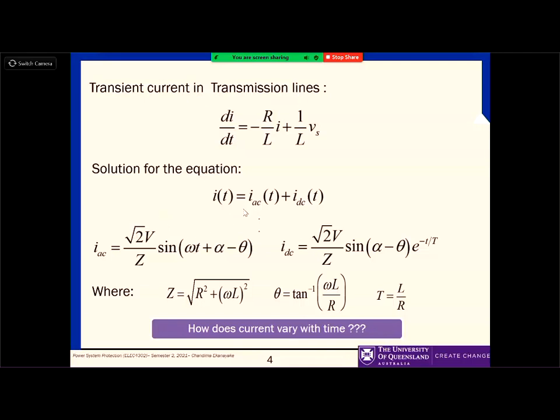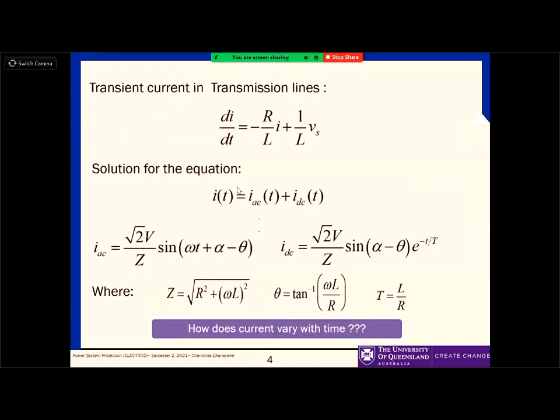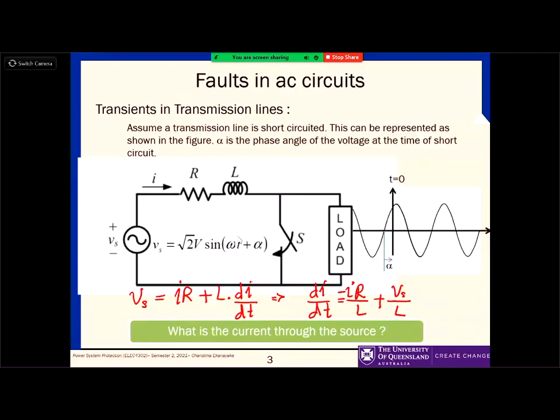Now, the Z here is the impedance, in this particular case the impedance of the line, because the square root of R squared plus (omega L) squared is the impedance of this line. Now, for the answer of the previous question, if the current is suddenly changed, what happens to the voltage in this system by looking at this term?